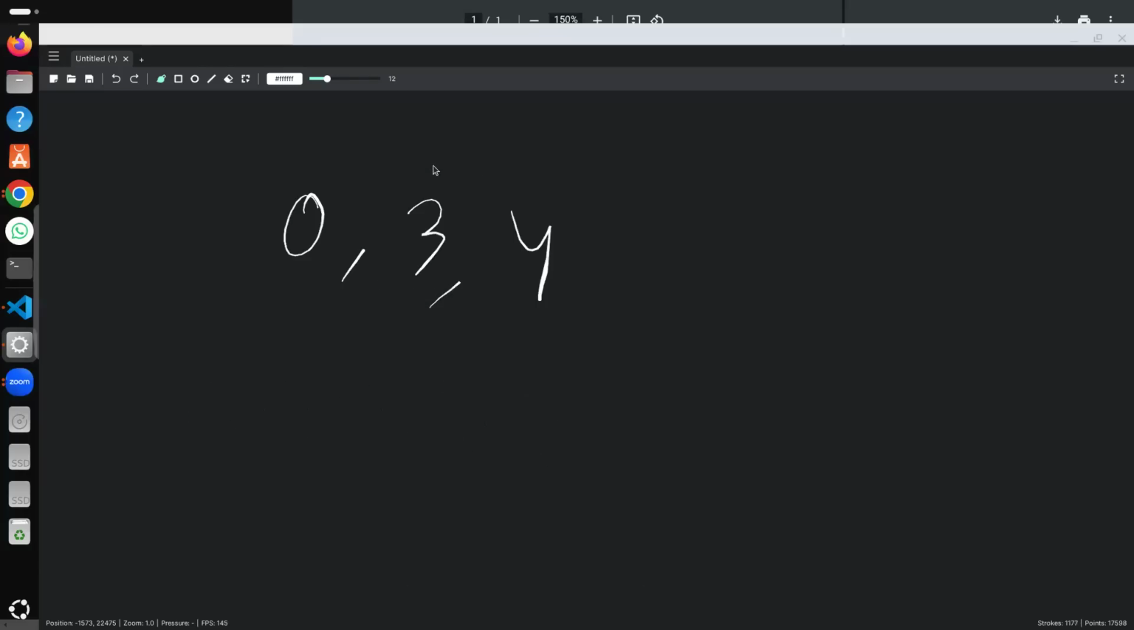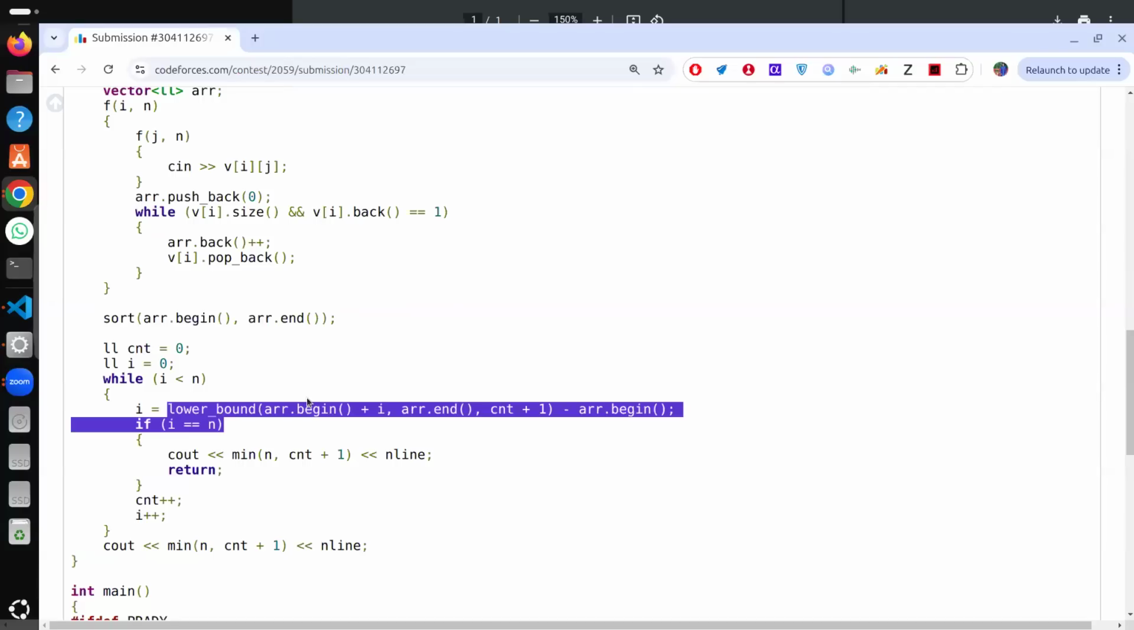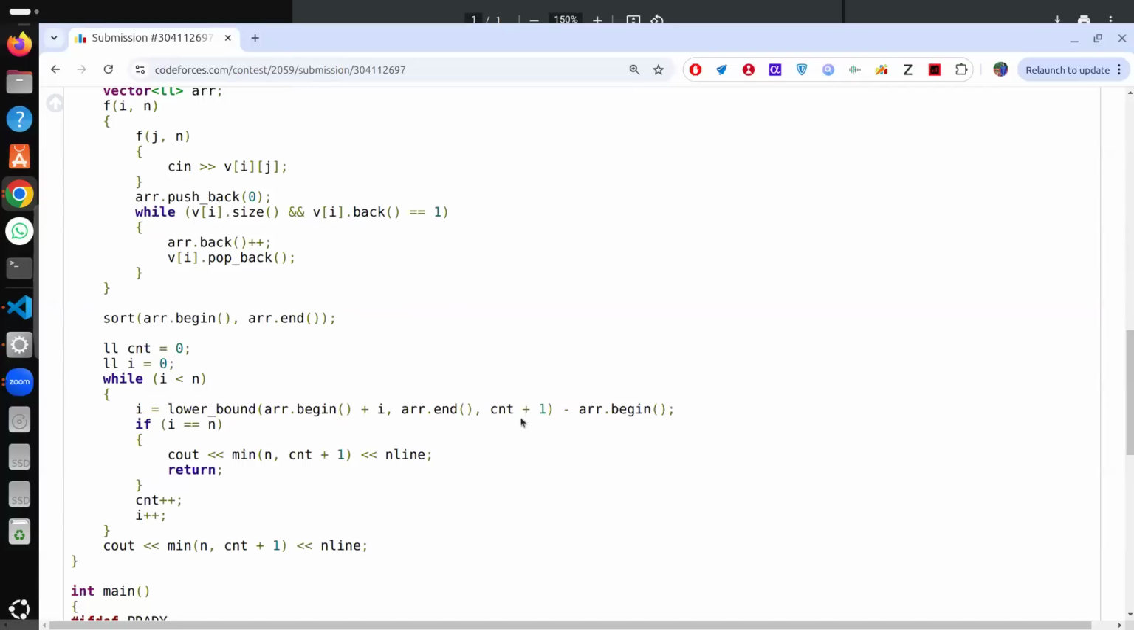And to handle that, I just made a pointer called i. And I just did i equal to lower bound arr begin plus arr end, and I just search for count plus 1, like the first element greater than or equal to count plus 1. And if i equal to n, that means i is equal to the end iterator, then basically it did not find any element greater than or equal to it. So I just printed count plus 1. And I took the minimum with n because max cannot be greater than n, right?